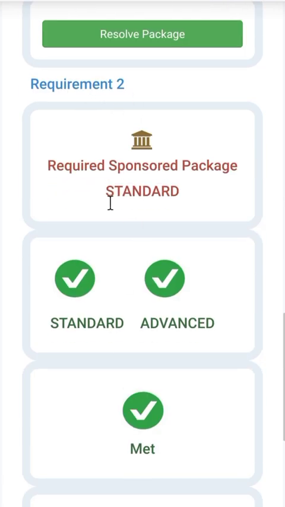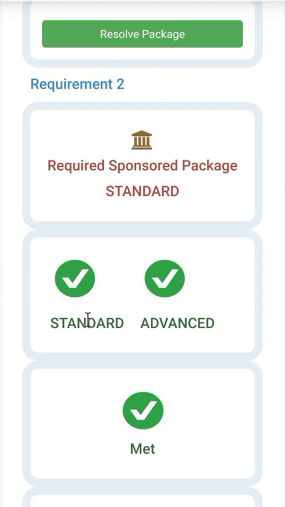But this requirement two, this particular place here, is ticked. Why? Because he sponsored another. He did a standard package registration sponsored by this particular username. But at the time he was asking me that question, it was showing booster. So it was marked X here, not met. Why? Because only one side was on advance already, but one side was still on booster package.